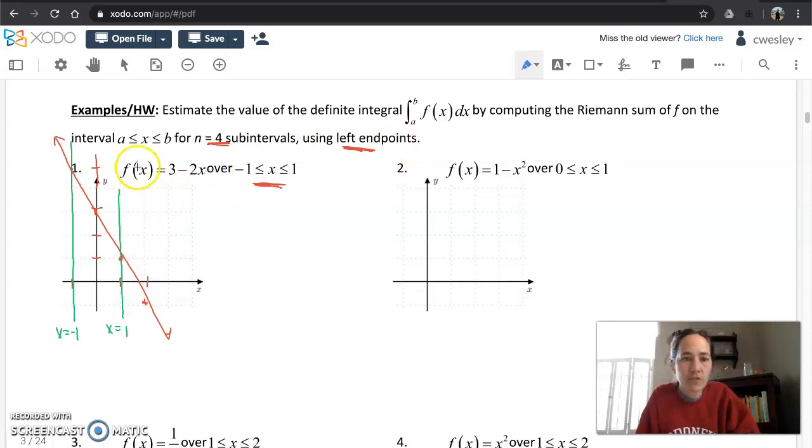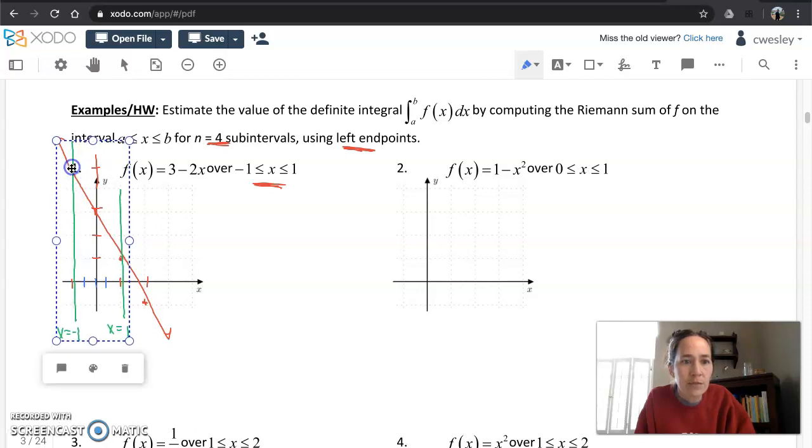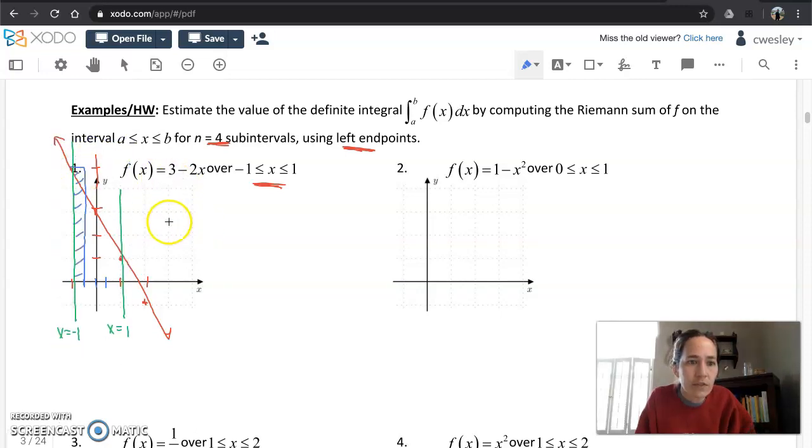Left endpoints. So I'll start here. And 4 subintervals. If you split 2 units up into 4 parts, each rectangle would be half a unit in width. So your first rectangle is going to come down, be a little bit of an overestimate, but its left endpoint is going to be right on the line. Okay, the second rectangle, have your left endpoint be on the line, another little bit of an overestimate. Put that there, that is a little bit tricky.